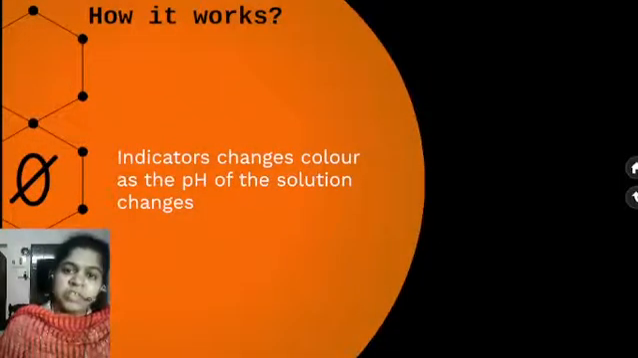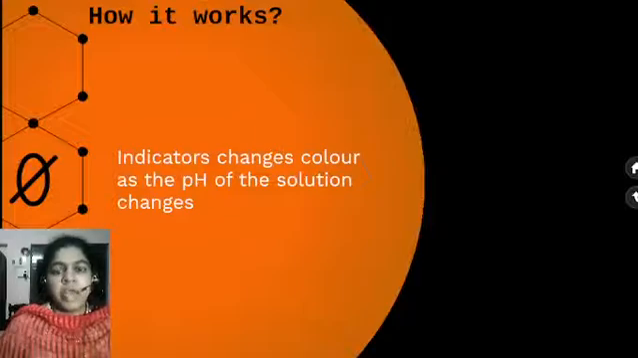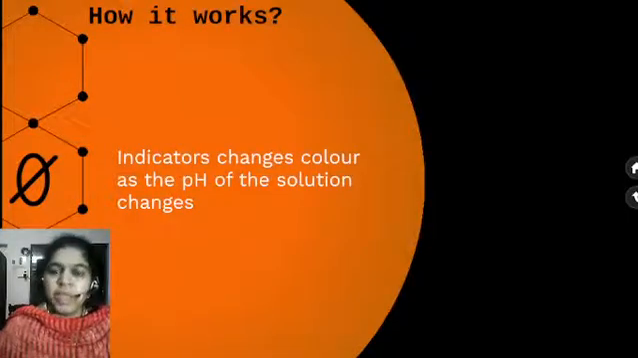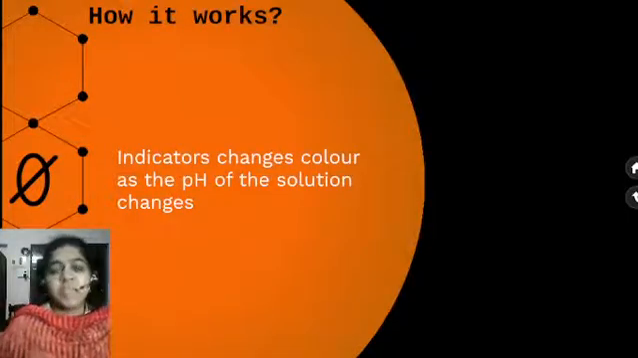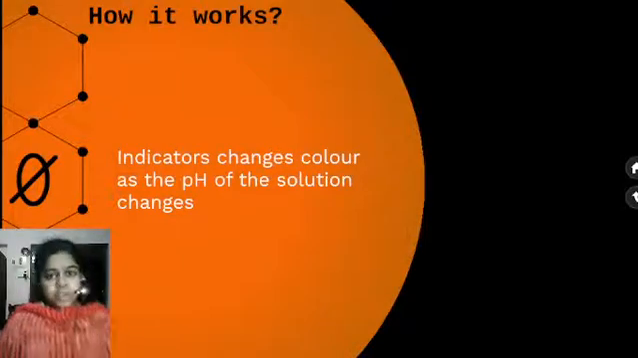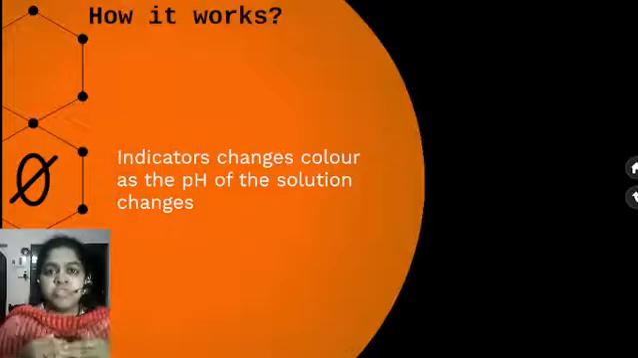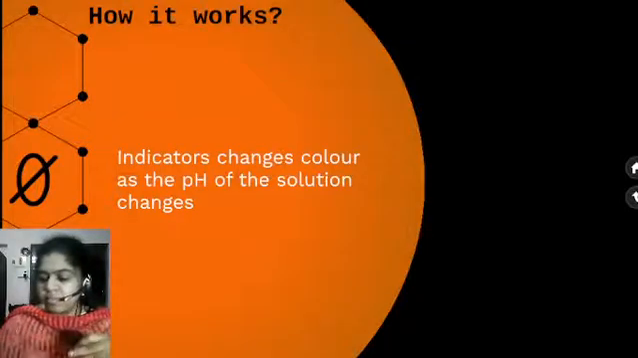These indicators change their color when reacting with the solution. As the pH of the solution changes, the indicator color also changes. For example, any given indicator when it reacts with acids will give one particular color, and when it reacts with the base it gives another color. So based upon that particular color we can decide whether the given solution is acid or the base.